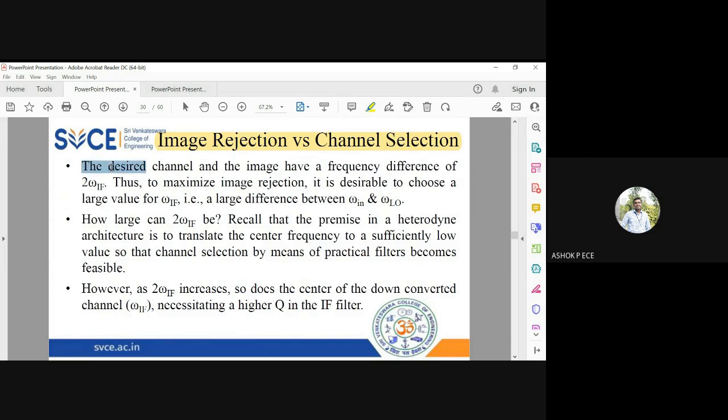So the desired channel and image have a frequency difference of 2 omega IF. If we look at the desired signal and image, they differ in frequency by 2 omega IF. So to maximize image rejection, it is desirable to choose a larger value of omega IF. Whenever the difference between omega in and omega LO is larger, we are going to have a larger IF. When omega IF is larger, the image will be at a far off distance from your desired channel. That is the logic.